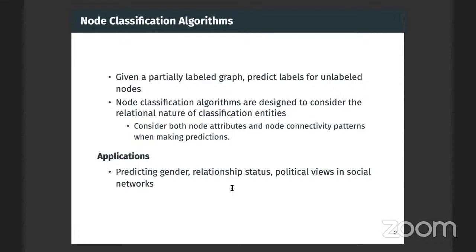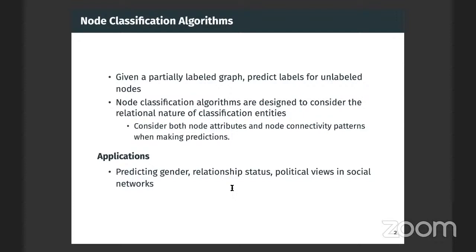Generally, in a classification algorithm, you have some labeled data and you want to predict labels for new data that you don't know a label about. It's the same for the node classification problem as well. In this case, we have a partially labeled graph, and we want to predict labels for the unlabeled nodes in this graph. The difference between traditional classification algorithms and node classification algorithms is that node classification algorithms are designed to consider the relational nature of classification entities. So they consider not just node attributes, but also the connectivity patterns between these nodes.